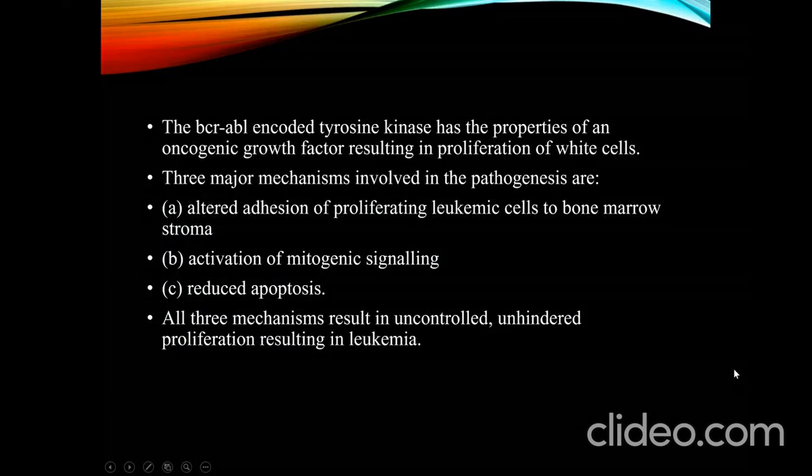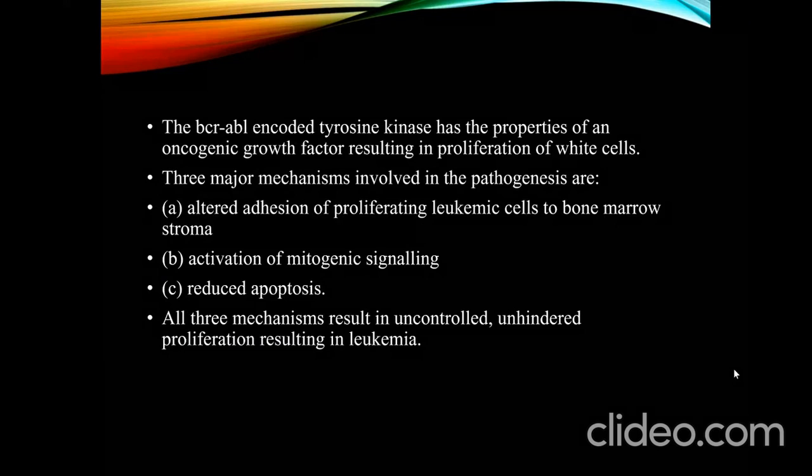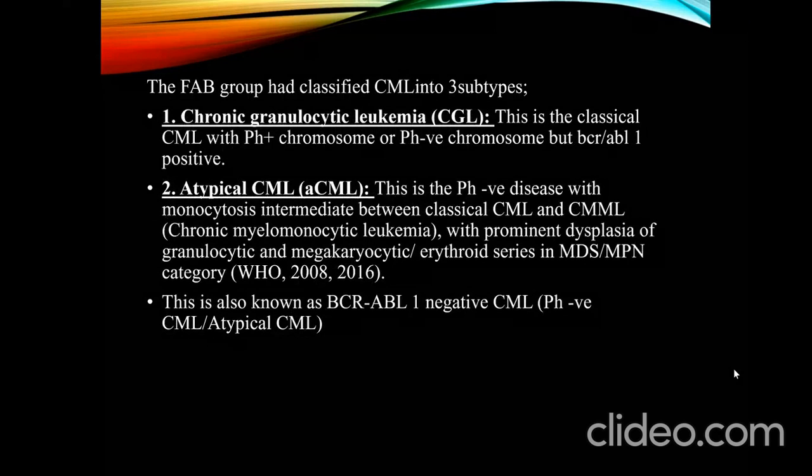The BCR-ABL encoded tyrosine kinase has the properties of an oncogenic growth factor, resulting in proliferation of white cells. Three major mechanisms involved in pathogenesis are altered adhesion of proliferating leukemic cells to bone marrow stroma, activation of mitotic signaling, and reduced apoptosis. All three mechanisms result in uncontrolled, unhindered proliferation, resulting in leukemia.